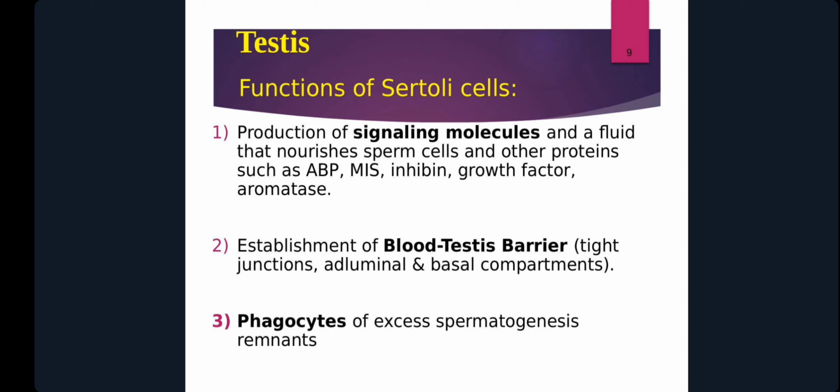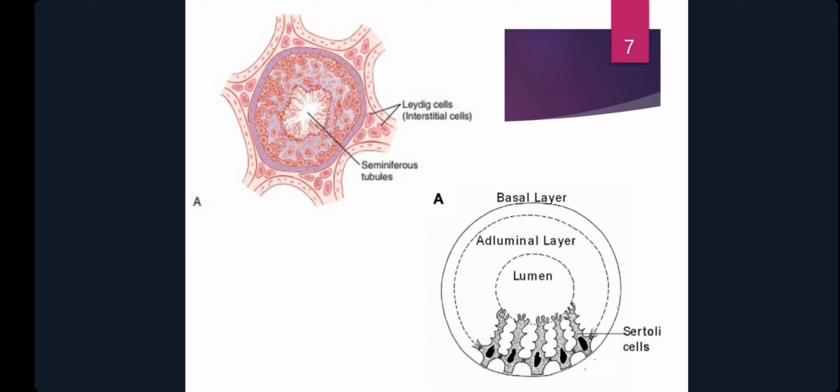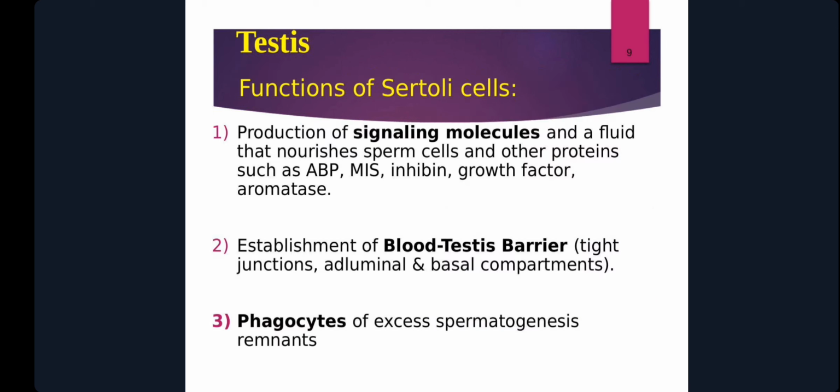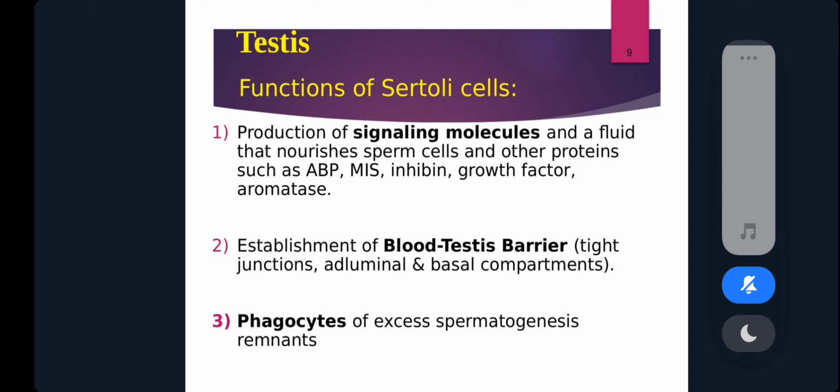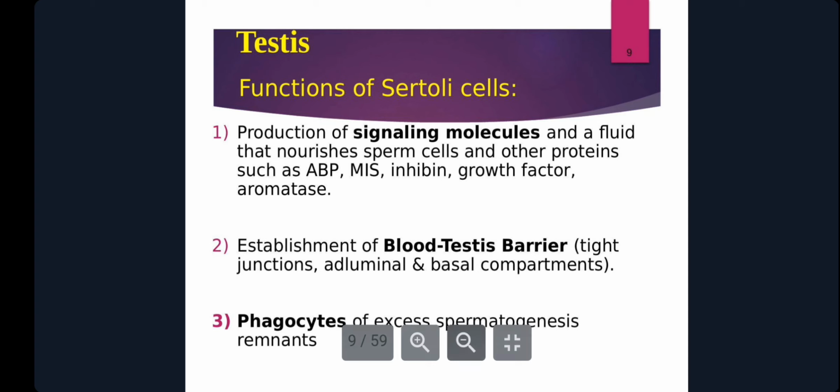The second function of the Sertoli cells is establishment of the blood-testis barrier. Sertoli cells, as you are seeing in this schematic picture, my dear friend, this is one Sertoli cell, this is another Sertoli cell. Sertoli cells connect tightly with each other and produce a kind of barrier named the blood-testis barrier. Because of tight junctions and basal compartments, they can tightly connect with each other and produce a barrier between the inside of the seminiferous tubule and the outside of the seminiferous tubule.